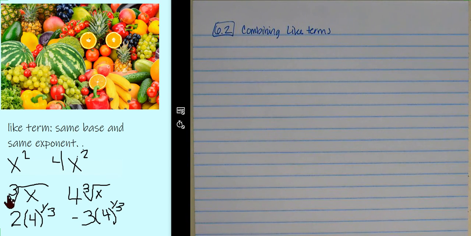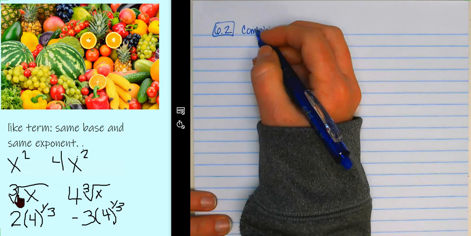Because sometimes I say I've got 1 banana and I've got 4 bananas. The bananas are the same. So altogether I have 5 bananas. And by banana, I mean it's exactly the same. It has a base of x and it has a root of 3. So let's define some things here on paper.